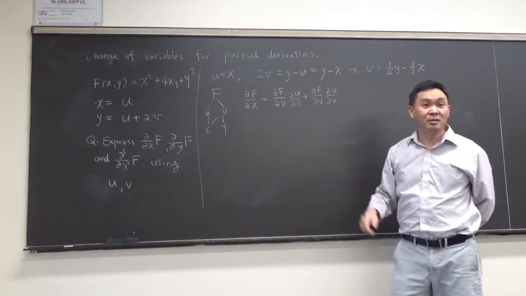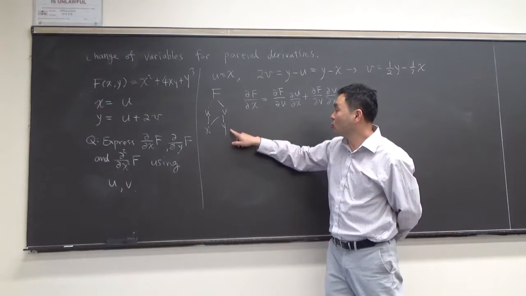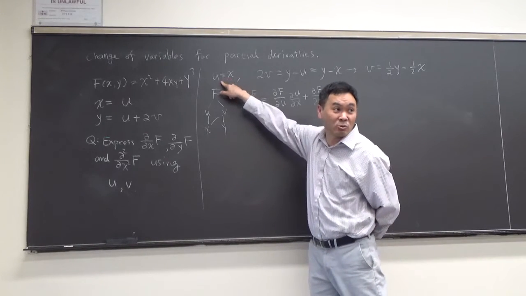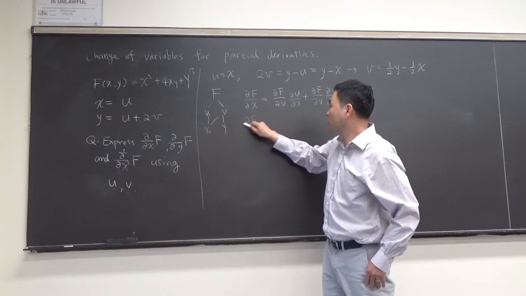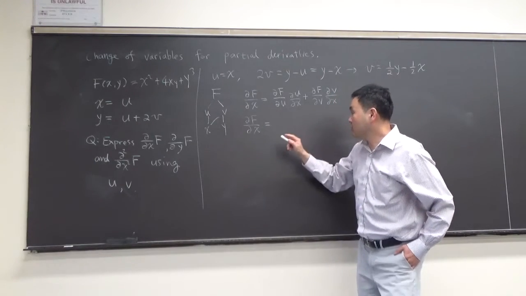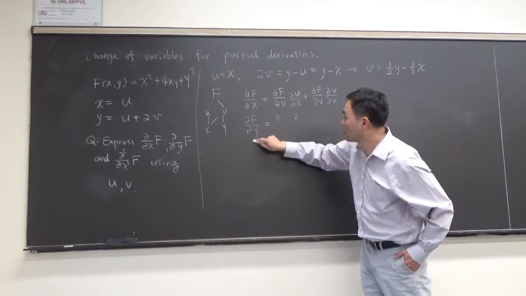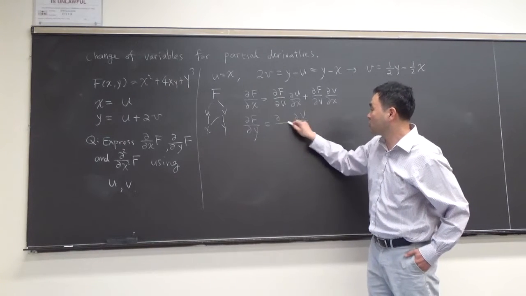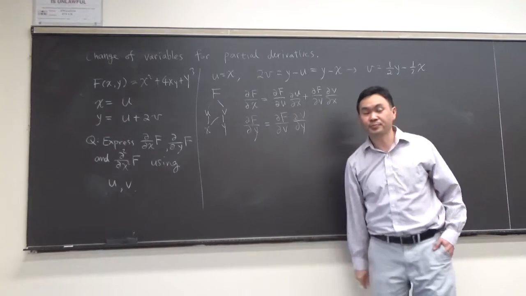Is that good? Right. Now, on the other hand, because y only influences v, y doesn't influence u ever because u is just x. u doesn't depend on y, right? So when you measure how f changes with respect to y, then a change of y will bring a change to v only, and then a change of v will bring a change to f. And that's it in this case.